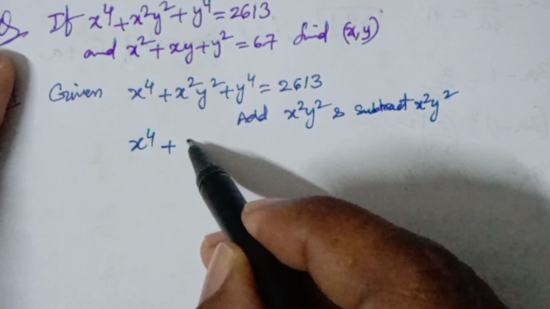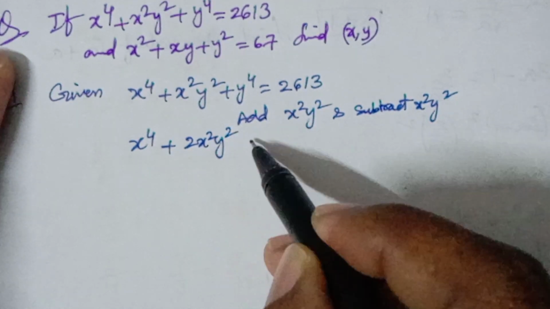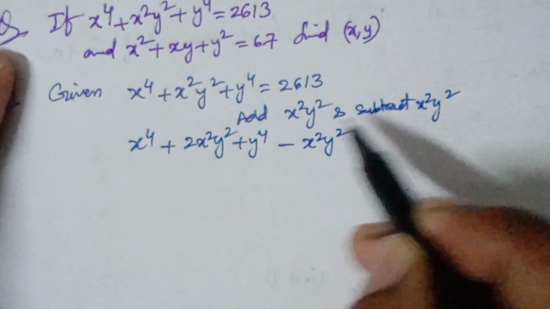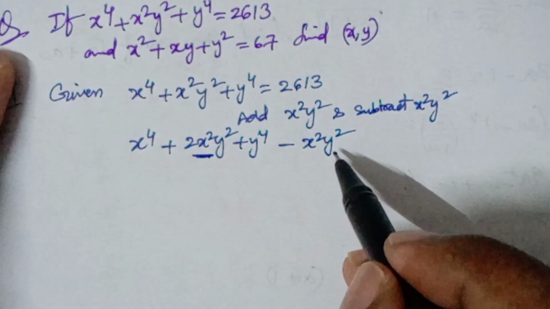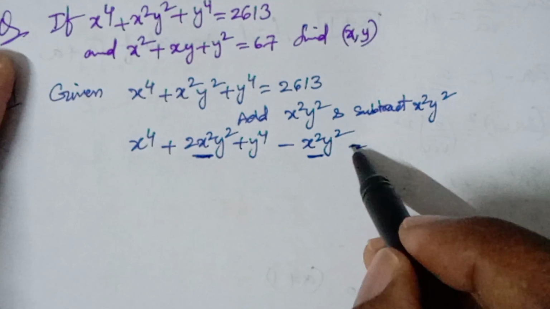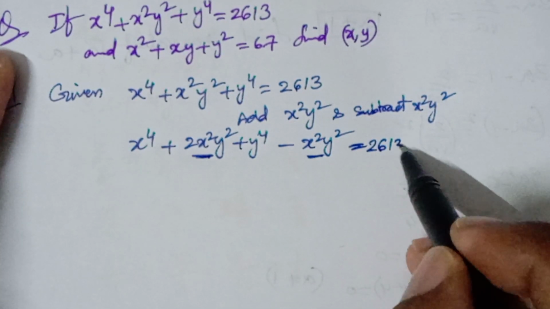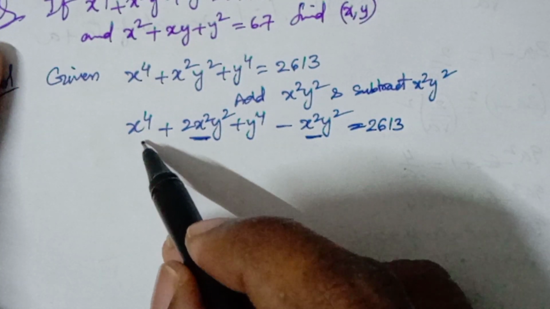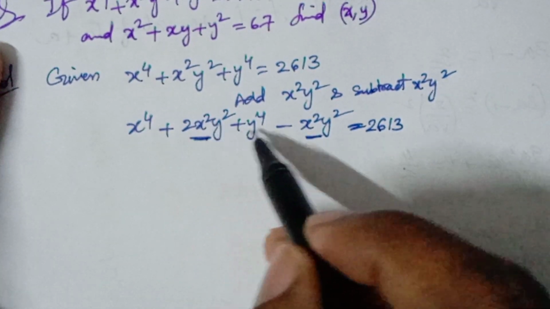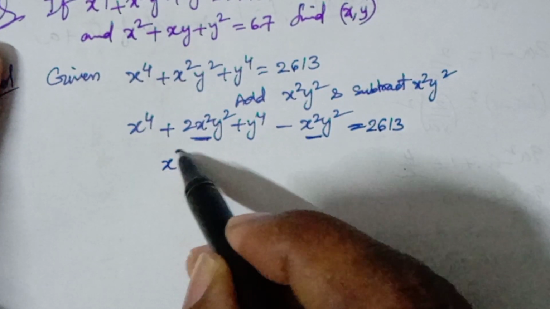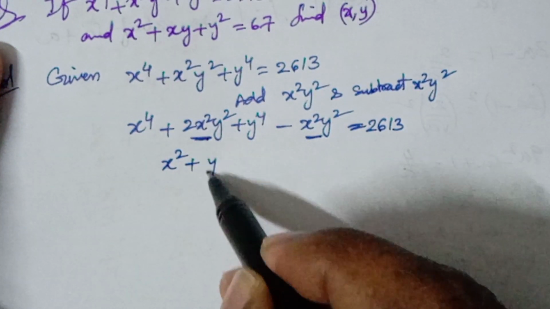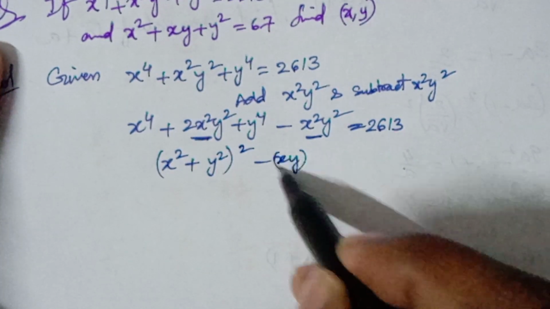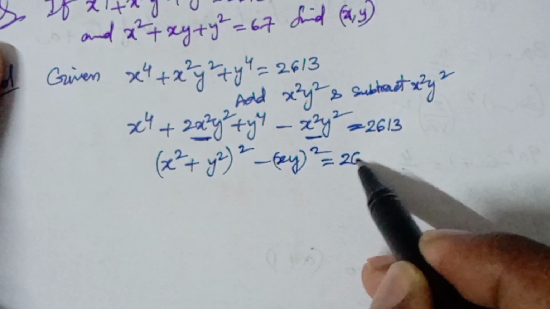x^4 + 2x^2y^2 + y^4 - x^2y^2 = 2613. Here I added x^2y^2, and here I am doing the subtraction. Now this is a perfect square. a^2 + 2ab + b^2, we can write it as (x^2 + y^2) whole square minus (xy) whole square is equal to 2613.